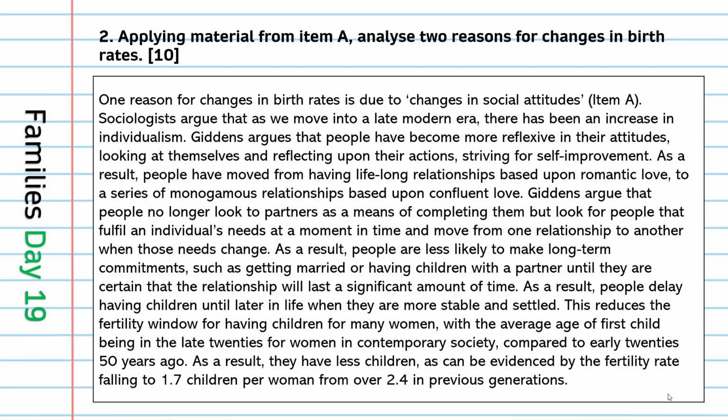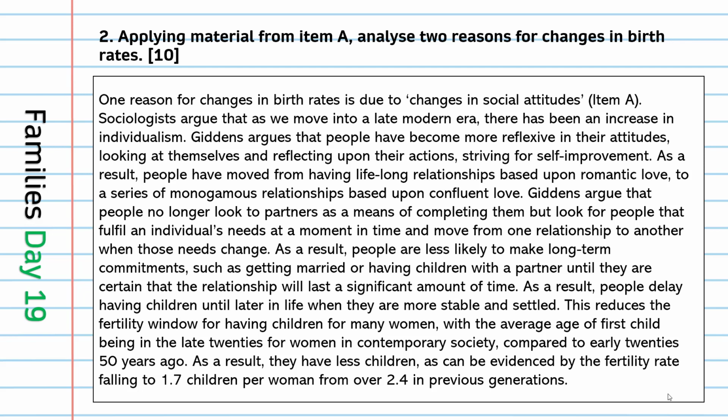Sociologists argue that as we move into a late modern era, there's been an increase in individualism. Giddens argues that people have become more reflexive in their attitudes, looking at themselves and reflecting upon their actions, striving for self-improvement. And as a result, people have moved from having lifelong relationships based upon romantic love to a series of monogamous relationships based on confluent love. So I've taken the hook, the changes in social attitudes, and I've explained it using Giddens and Giddens' idea of serial monogamy and confluent love. Now I need to link it in to why this has an impact on birth rates.